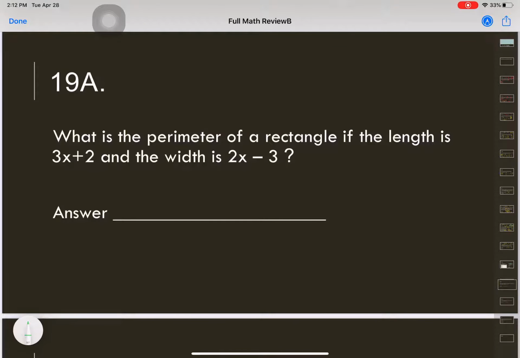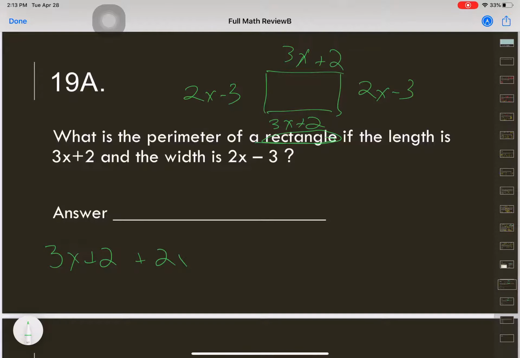What is the perimeter of a rectangle with a length of 3x plus 2 and a width of 2x minus 3? So 3x plus 2 on this side, 3x plus 2 on that side. 2x minus 3, 2x minus 3. So that's what you need to do. You need to think, oh yeah, there are 4 sides to this rectangle, not just 2. A lot of people will just go 3x plus 2 and 2x minus 3, and they'll solve it out that way and be done with it. But there's more to it than that. So you have to say 3x plus 2 plus 2x minus 3 plus 3x plus 2 plus 2x minus 3.